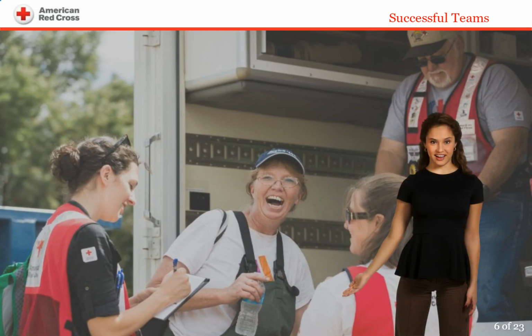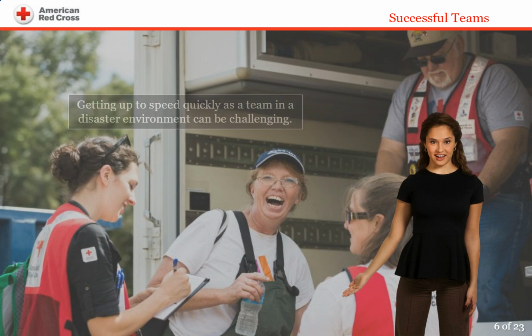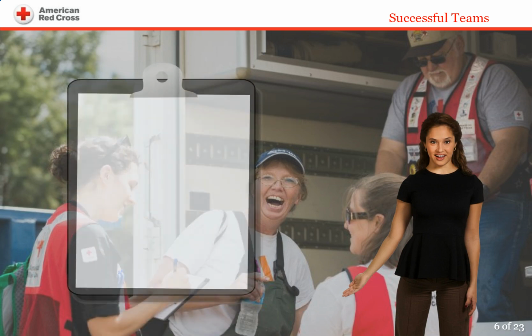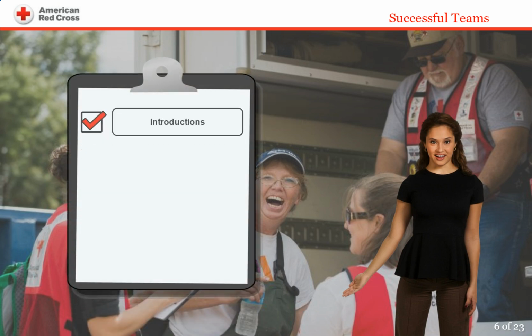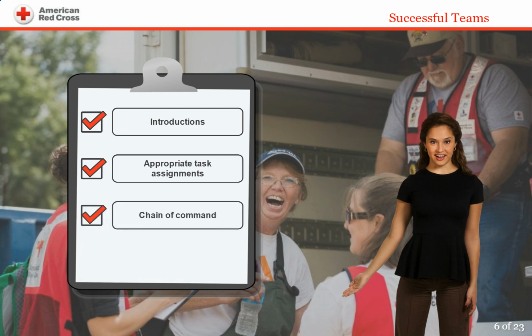Even with the best relationship-building skills, getting up to speed quickly as a team in a disaster environment can be challenging. Here are some tips to help you do this. Remember to make introductions. Some may have worked together before, but many may not have. It's important to clarify everyone's role as well. Quickly assess members' training and skills so that task assignments will be appropriate. Make sure all team members understand the chain of command. This is important for safety and efficiency.